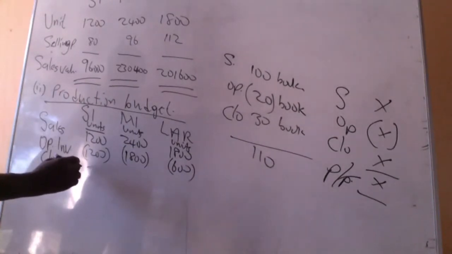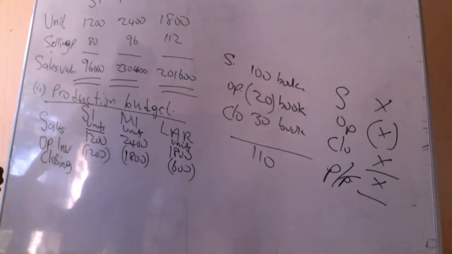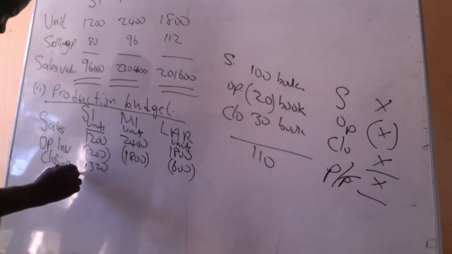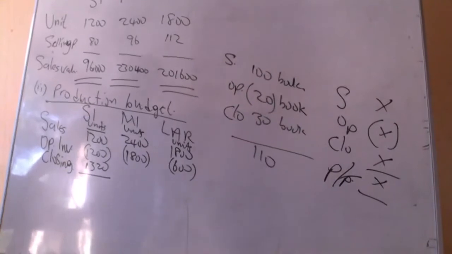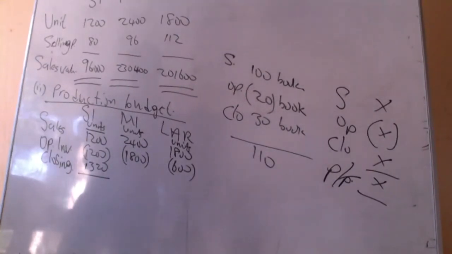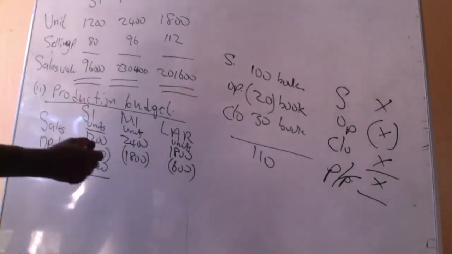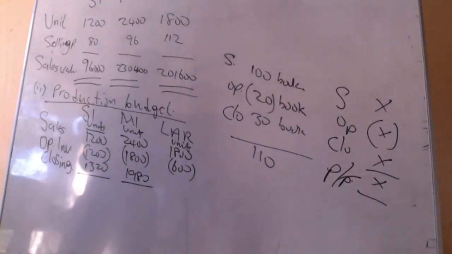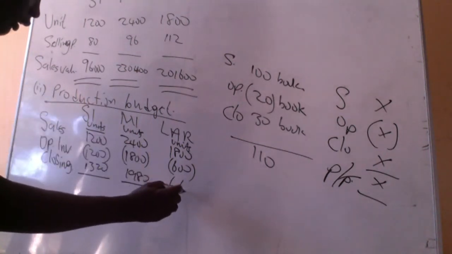Now let's go to the closing inventory. SI. 1,320. Then that of MI. 1,980. Good. Then the last one. 660. Good.